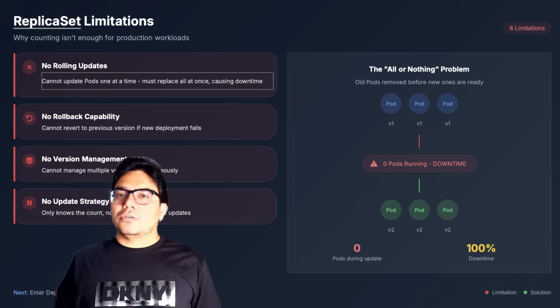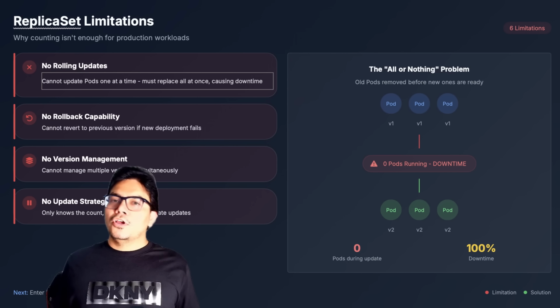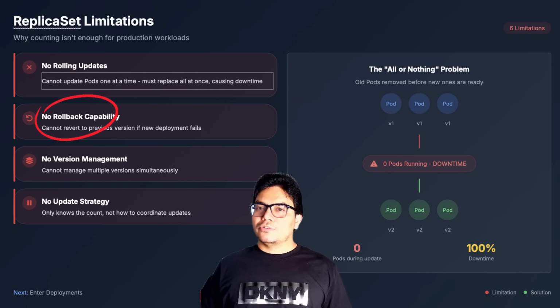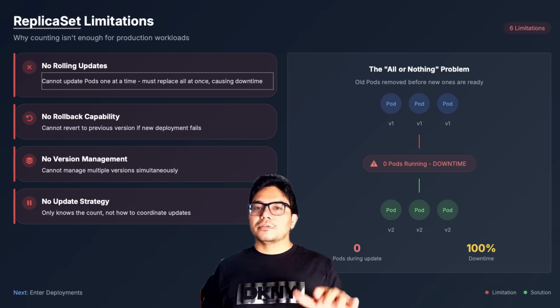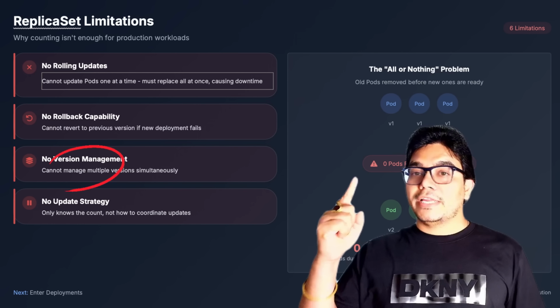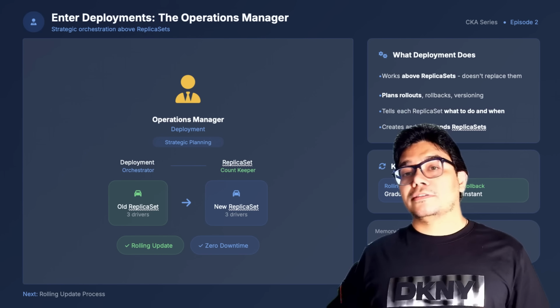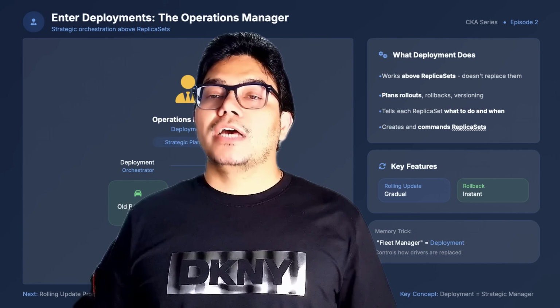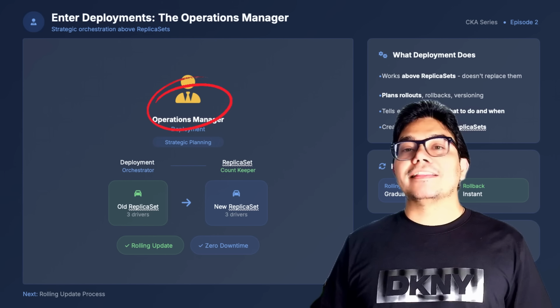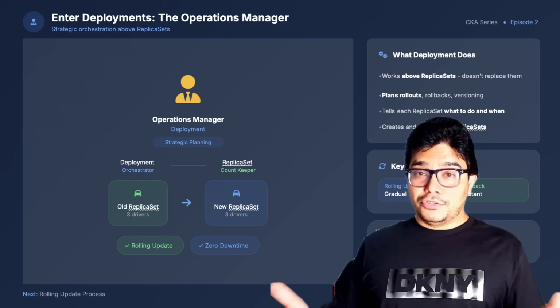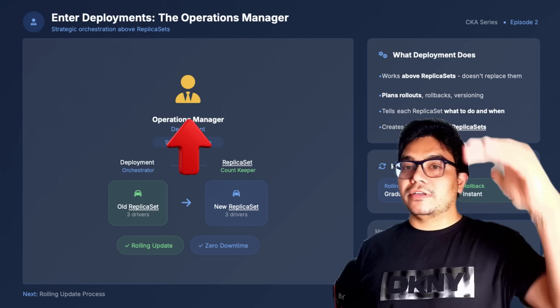And it's not just downtime. The fleet count keeper also can't update the drivers one at a time. He can't roll back to the old recipe if the new one is terrible. He can't manage the 2 versions at once. He only knows one thing, the count. So what's the fix? You hire someone new, a smart operations manager, and this person doesn't count, they strategize. This is your deployment, and it works above the replica set.